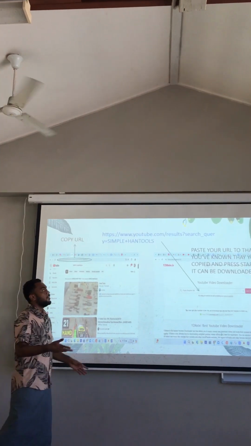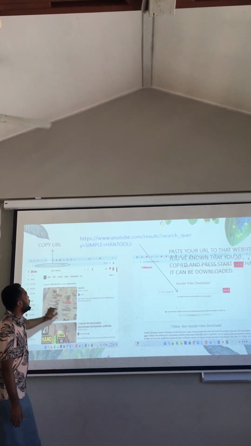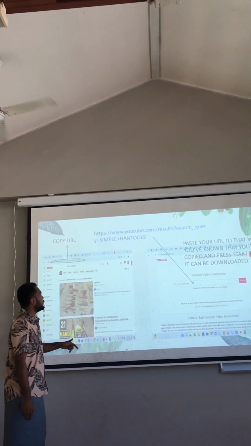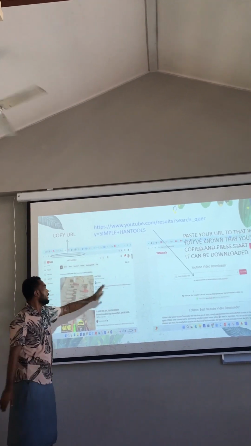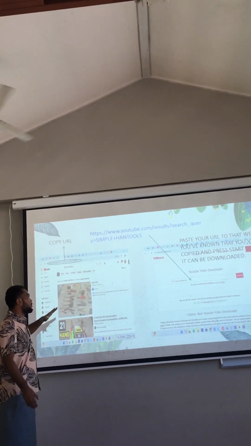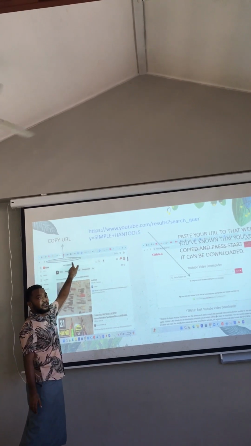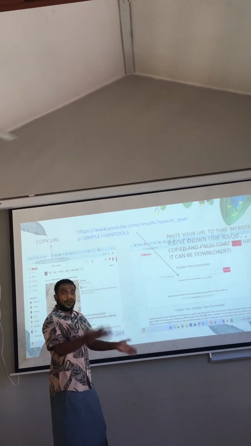So in order for you to download and paste it on any card, what you do is go to the YouTube website, you copy the URL, you search what type of videos you want. As I've said, simple hand tools. For that, you choose what type of video you want, you copy the link on top here.